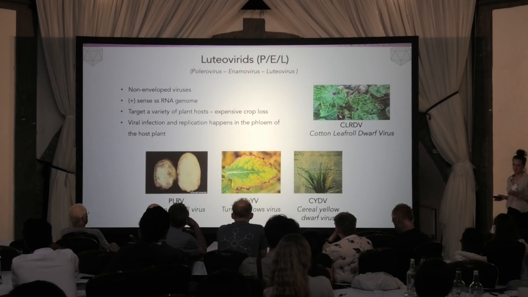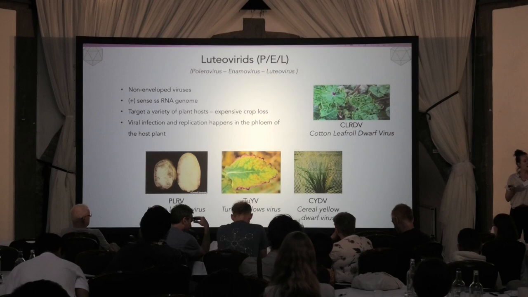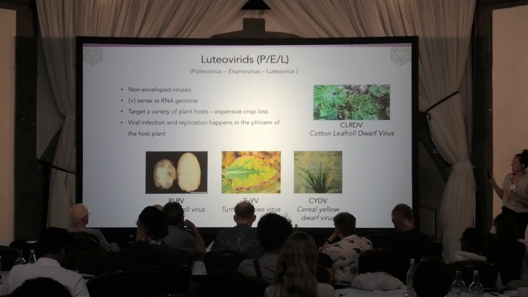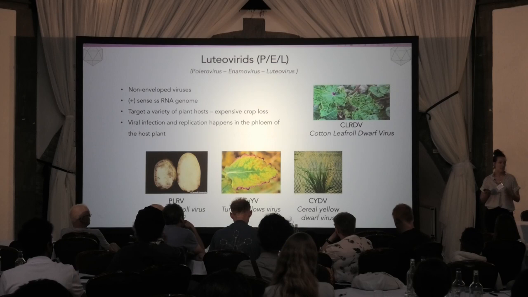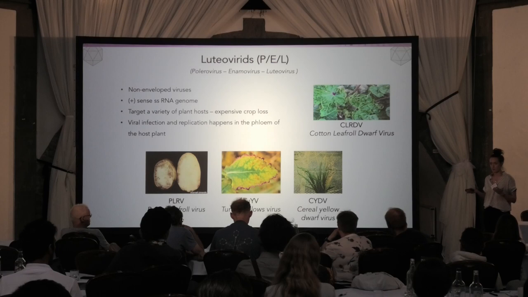Up until recently, there was no structural information known about any of these viruses. One of the reasons for that is that the viral infection and replication happens in the phloem of the host plant. So you can blend up millions of plants and make a plant smoothie, and you won't get enough virus to do these structural studies. That was one of the limiting factors up until recently.